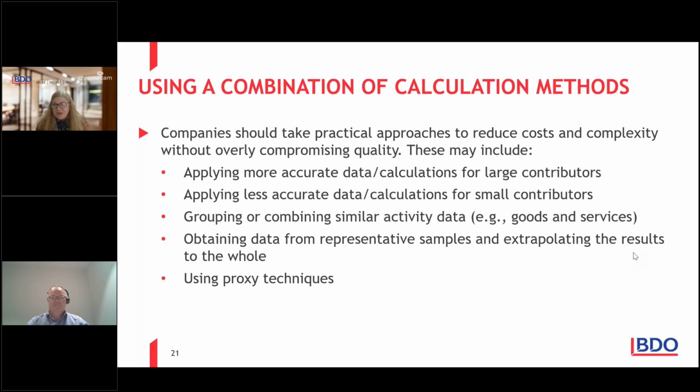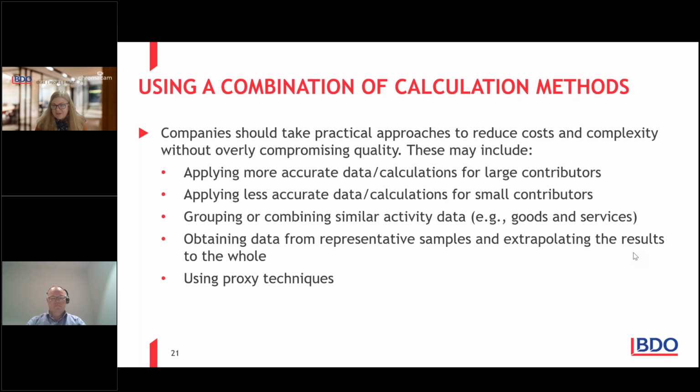So using a combination of calculation methods, companies should take practical approaches to reduce costs. Is that interesting? Use practical approaches and to reduce cost and complexity without overly compromising quality. So they acknowledge that we can compromise quality, but we shouldn't overly compromise quality. Can you see the judgment involved? So we have to get this done in a timely fashion at a reasonable cost. And we don't want to have it too complex because there's risk in it being too complex as well. Ultimately, we need to get to high quality information. And remember, in our very first webinar, we talked about relevance and the 5 principles. So it's important that the standard acknowledges this.